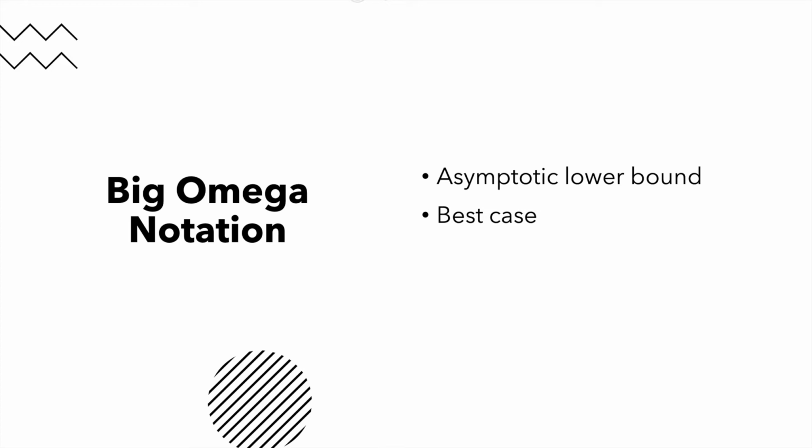Big omega describes the lower bound of the complexity. It indicates the minimum time required for an algorithm for taking all input values. So it provides the best-case complexity of an algorithm.